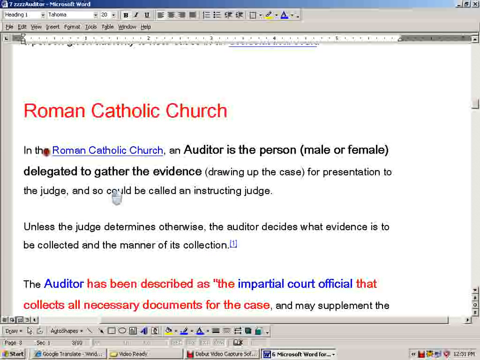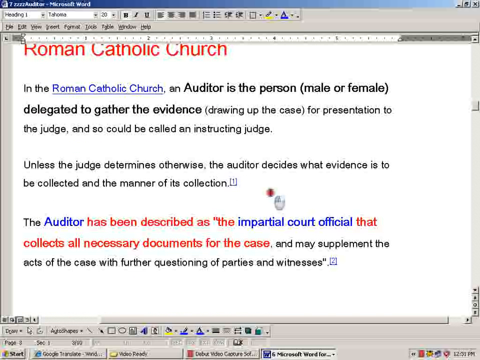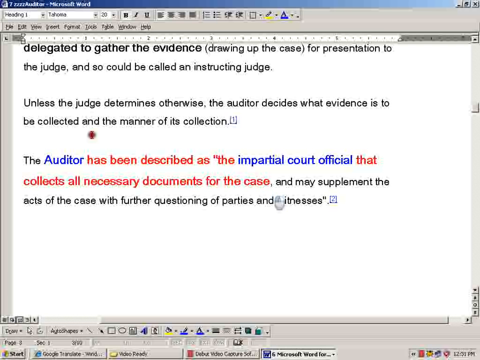In the Roman Catholic Church, an auditor is a person, male or female, delegated to gather the evidence, drawing up the case for presentation to the judge, and so could be called an instructing judge. So it sounds like you could give a complaint to an auditor. It has to be written, or printed. Unless a judge determines otherwise, the auditor decides what evidence is to be collected and the manner of its collection.